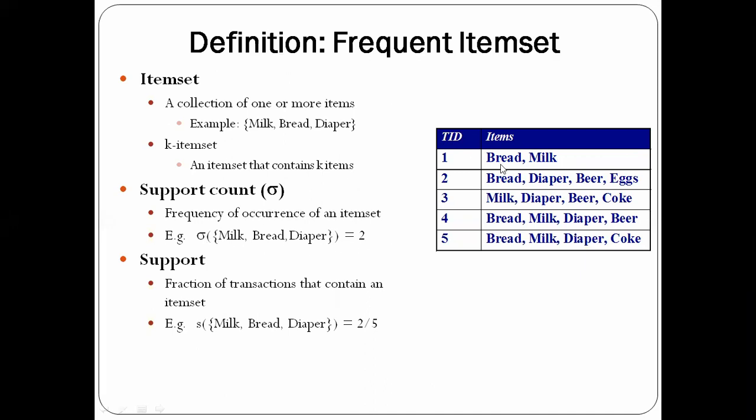In the same way, if you consider the support count of bread and milk, in how many transactions is it present? Bread and milk, one. And then it is present in the fourth transaction, bread and milk, and then bread and milk.